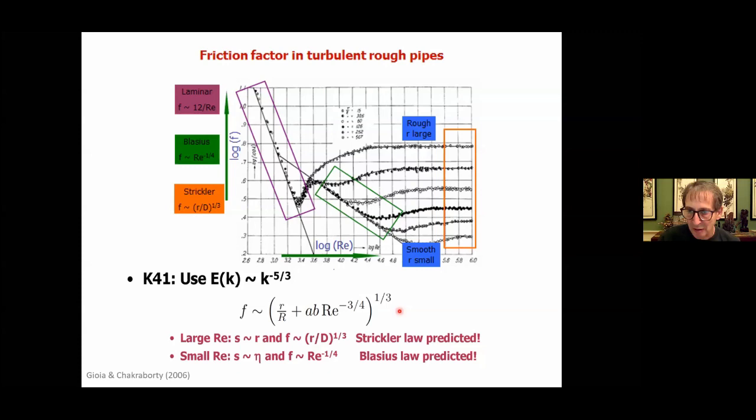And so you can see what happens is that at large Reynolds number, this term is going to zero, and the friction factor is indeed scaling as the roughness to the 1/3 power. For small Reynolds number, the friction factor is determined by this term, and then this thing raised to the 1/3 gives you the Blasius law. And so this actually works, even though, as somebody asked earlier on, in this range here, where you are seeing the scaling, you don't really have a real k to the minus 5/3 law. So there's something here that we need to fix up, and that hasn't been done.